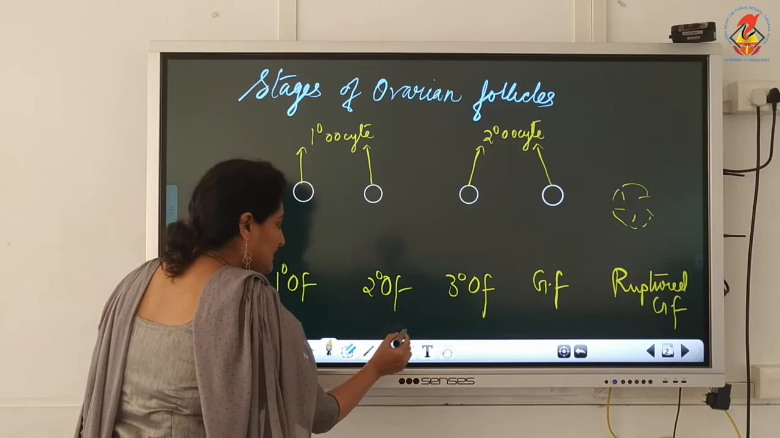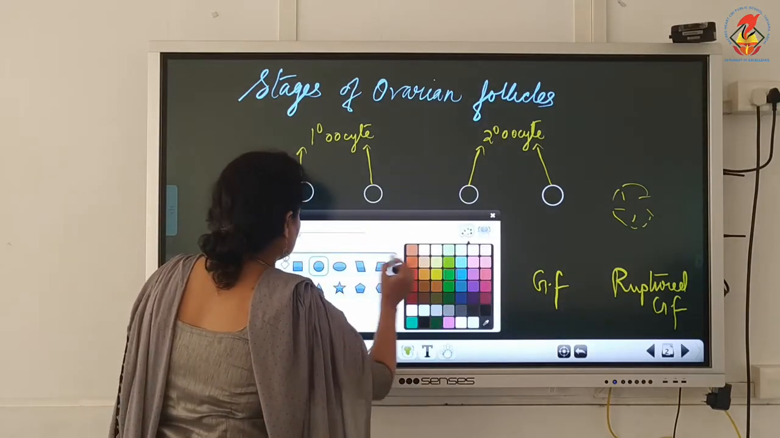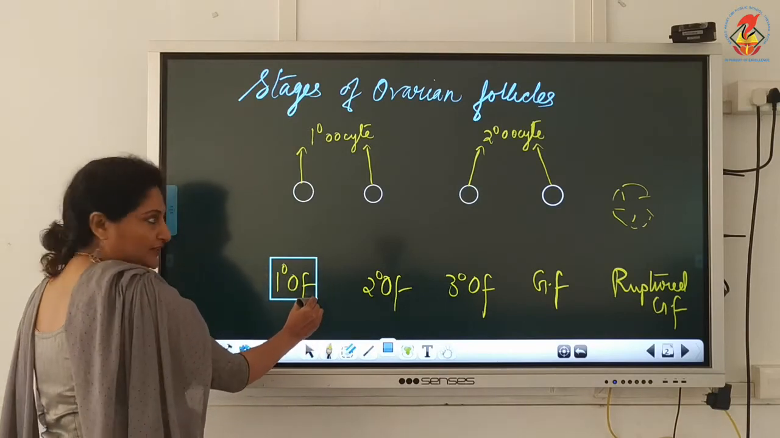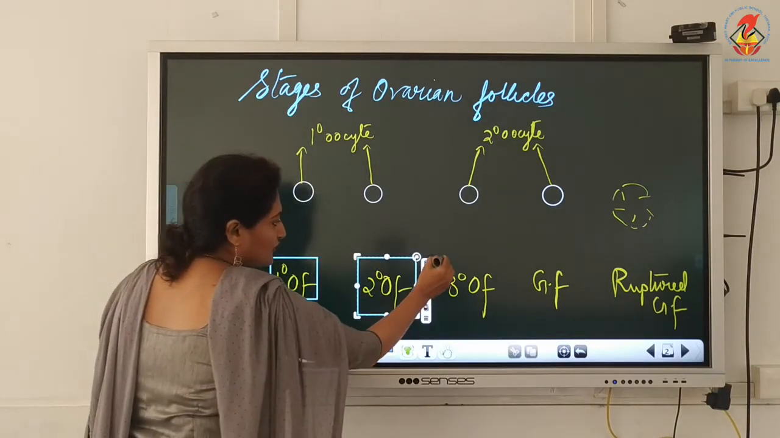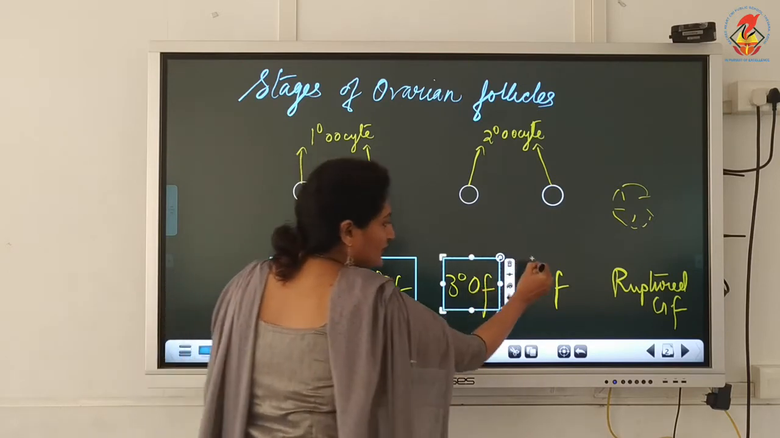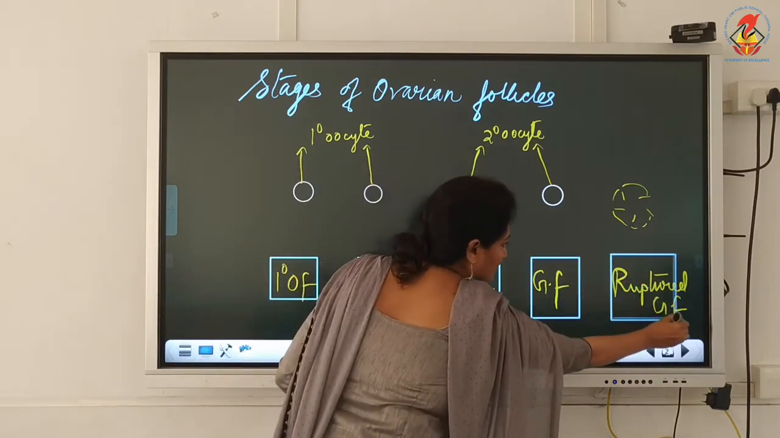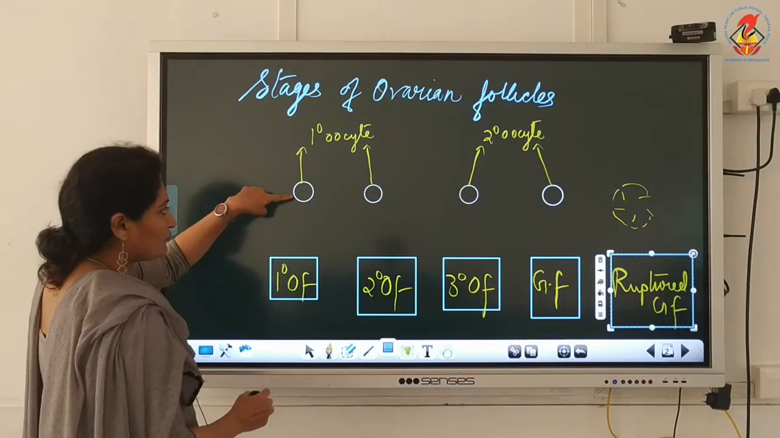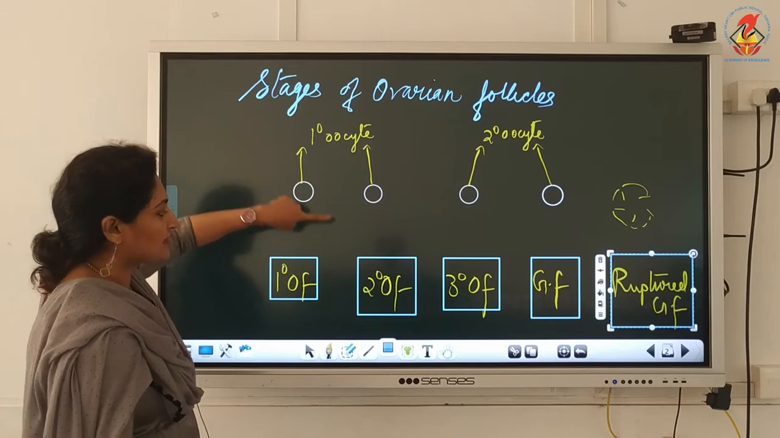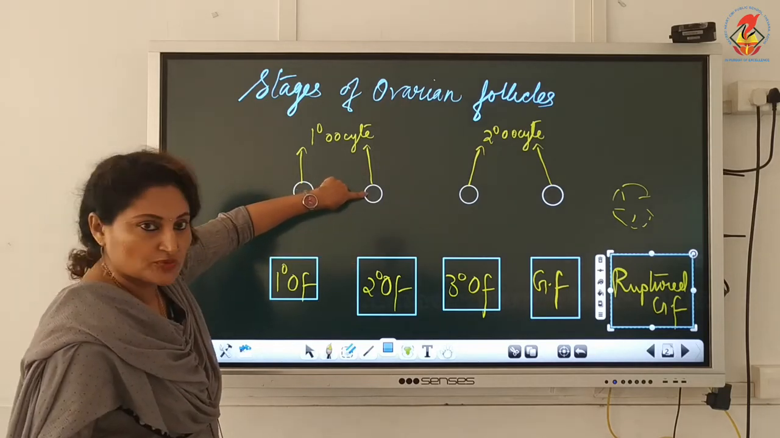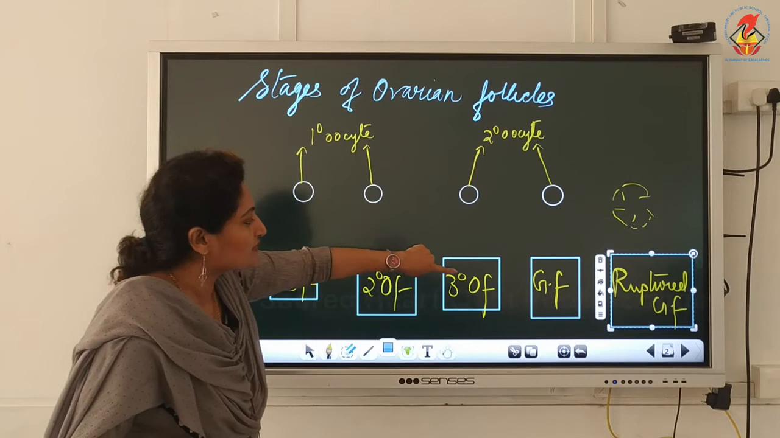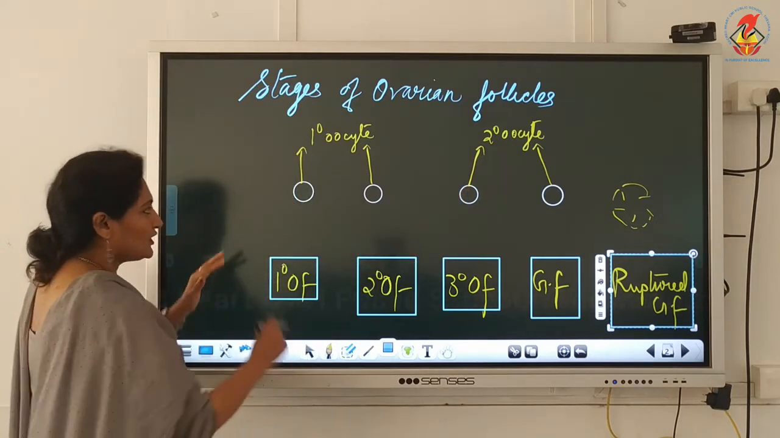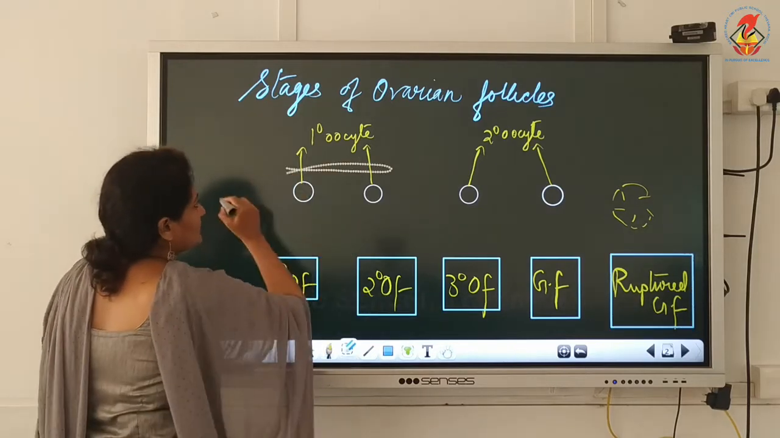So once again, I'll just highlight the different stages. Primary ovarian follicle, secondary ovarian follicle, tertiary ovarian follicle, Graafian follicle, ruptured Graafian follicle. So what did I teach you first? In primary ovarian follicle, what is this? Primary oocyte. Secondary ovarian follicle, what is the sphere? Again primary oocyte. Tertiary and Graafian follicle, what is this? Secondary oocyte. Then what will be the difference? I am going to draw further the structure.